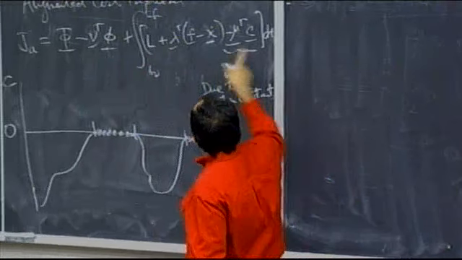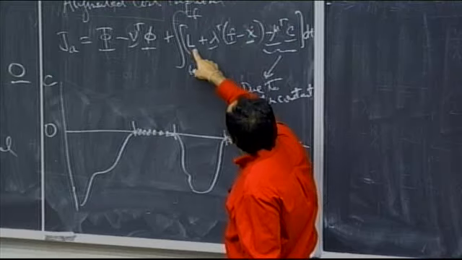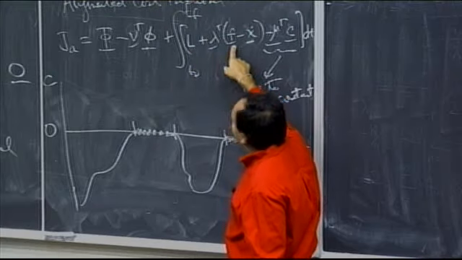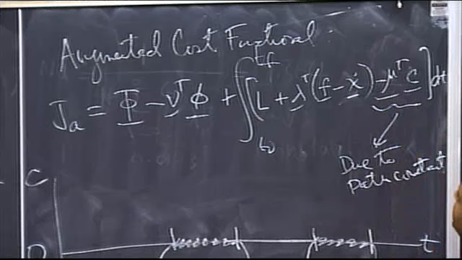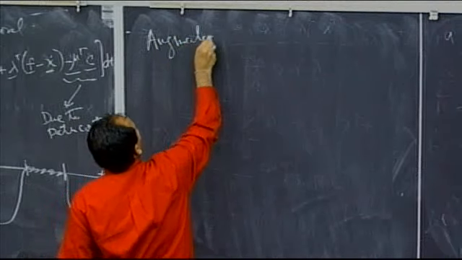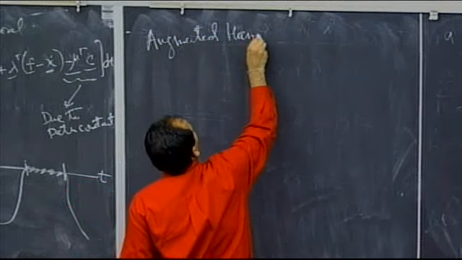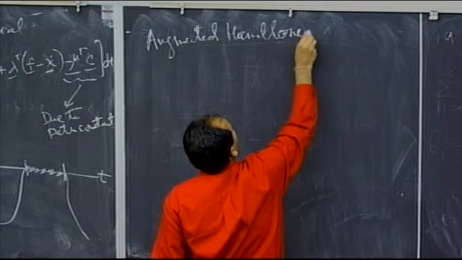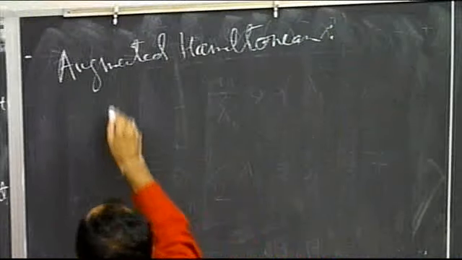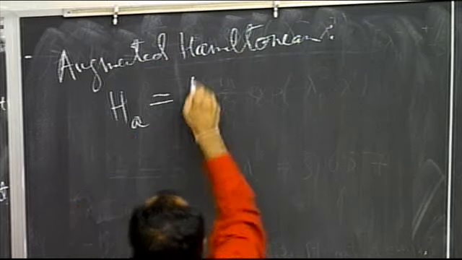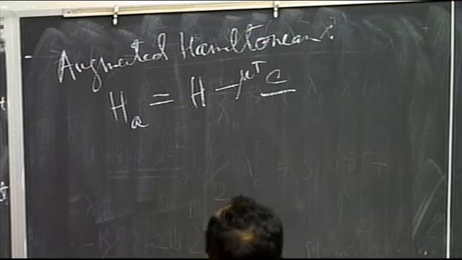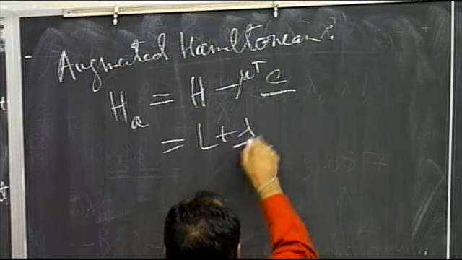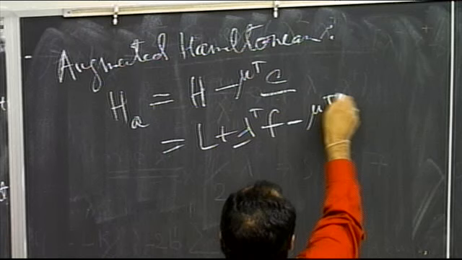you could see that everything in this problem is exactly the same except for one thing. I have L plus lambda transpose F, which is the original Hamiltonian, and then I have this other thing over here, minus mu transpose C. So we define what's called the augmented Hamiltonian. And the augmented Hamiltonian is the original Hamiltonian. We call it H sub A. It's the original Hamiltonian minus mu transpose C. So this is going to equal L plus lambda transpose F minus mu transpose C.